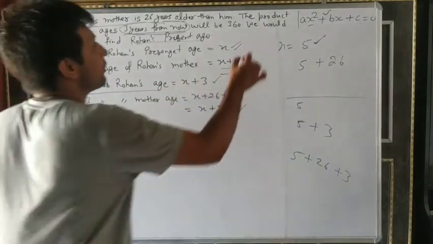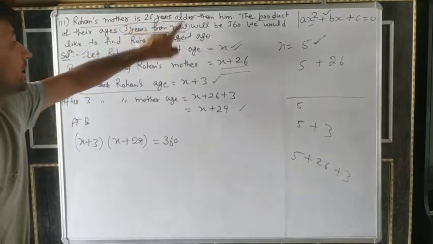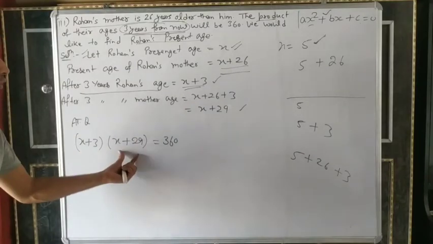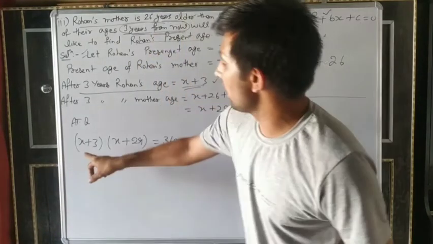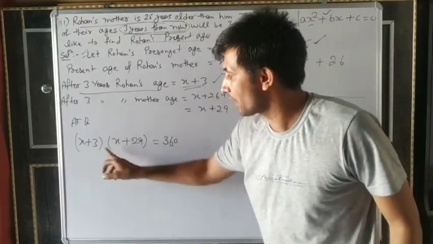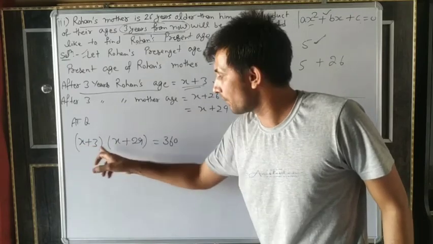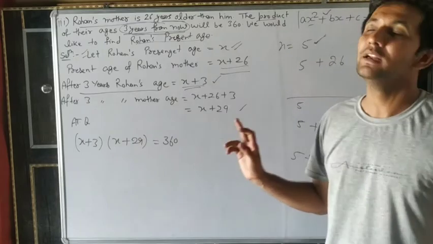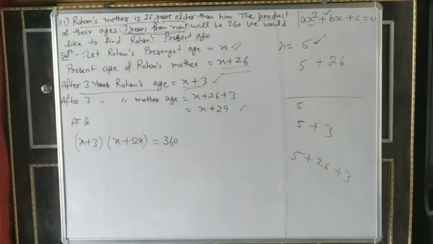Now what is given? The product of their ages after 3 years. So after 3 years, the product of their ages: x plus 3 times x plus 29 equals 360. You will solve it yourself. You will multiply binomial into binomial. Taking the first term, multiply by both. Taking the second term, multiply by both, and we will convert it into a quadratic polynomial. Try it yourself, please note it down and solve it yourself.